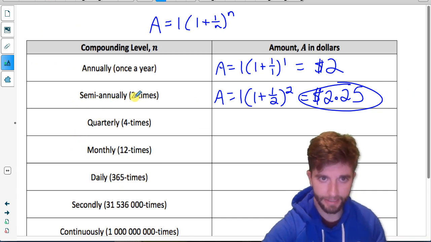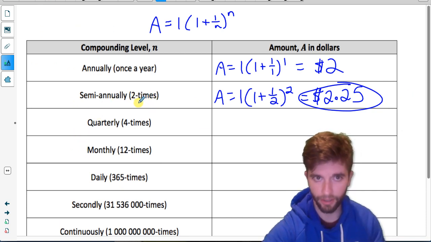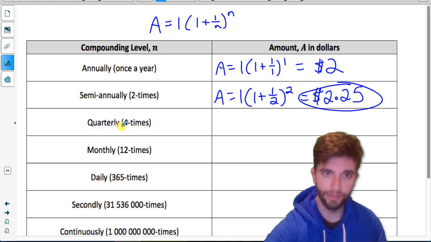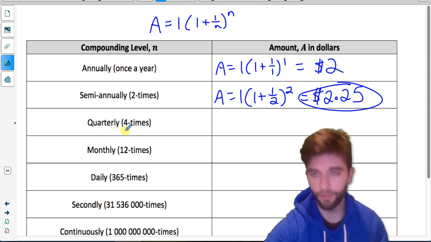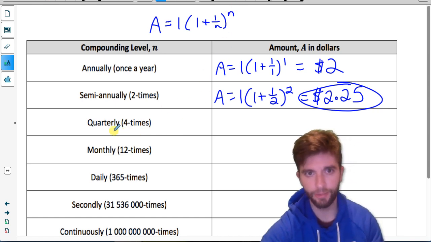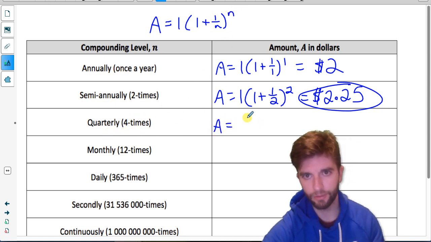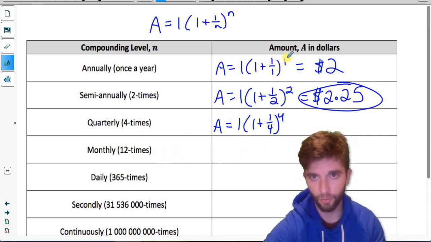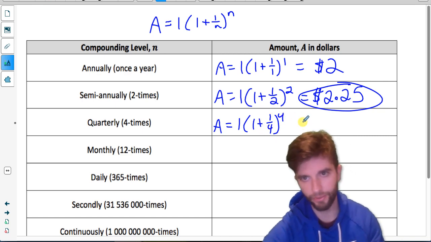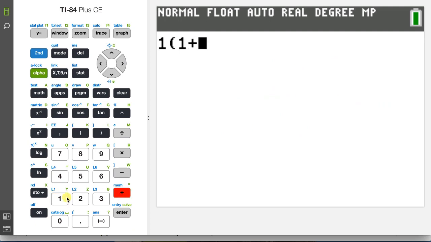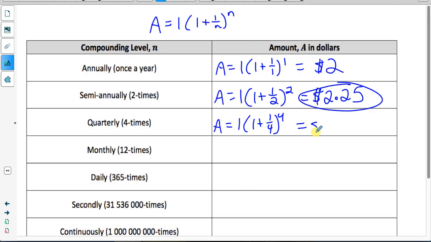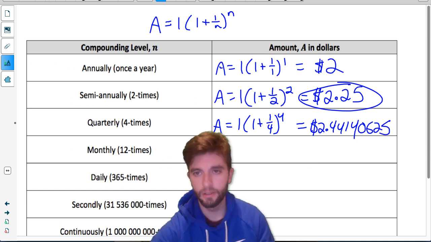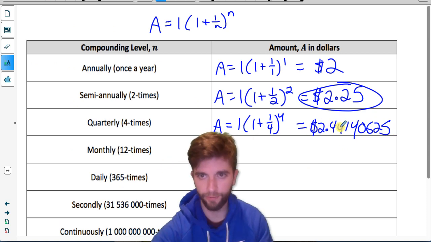So if getting the interest compounded 2 times in a year got us more than 1 time a year, then getting interest compounded quarterly, 4 times in a year, is going to make us even more. How much more? Let's figure that out. Let's plug in 4 for n. So A equals 1 times 1 plus 1 over 4 to the 4. So instead of getting 100% interest once, we're now getting a quarter of that, so 25% interest, 4 times. Let's see what that gets us. It gets me about $2.44.